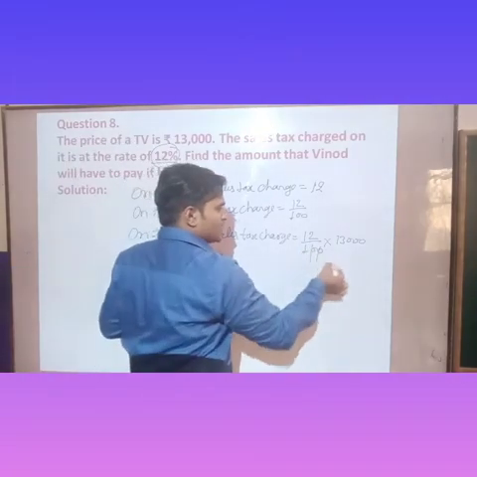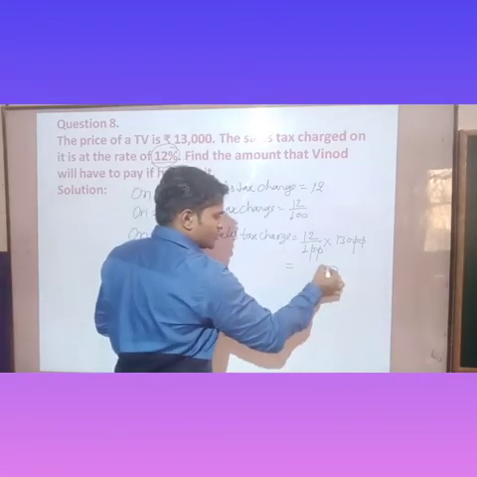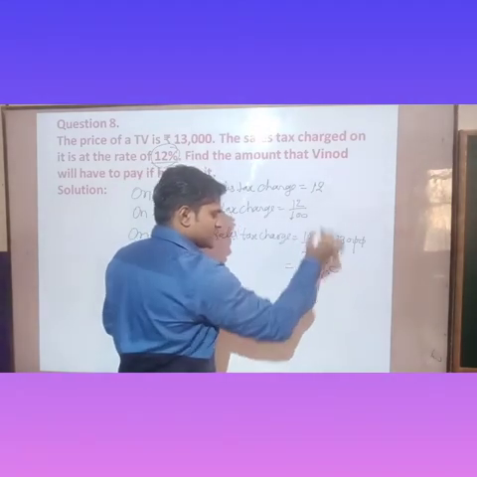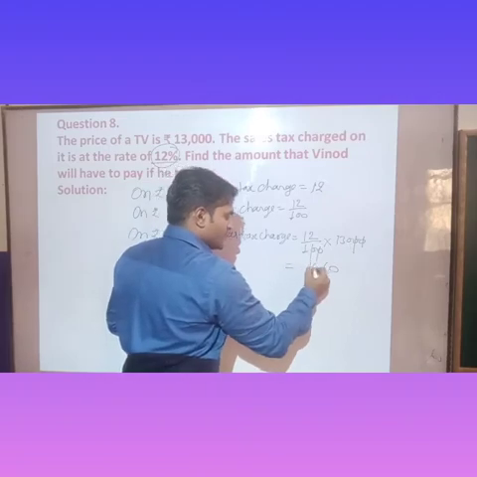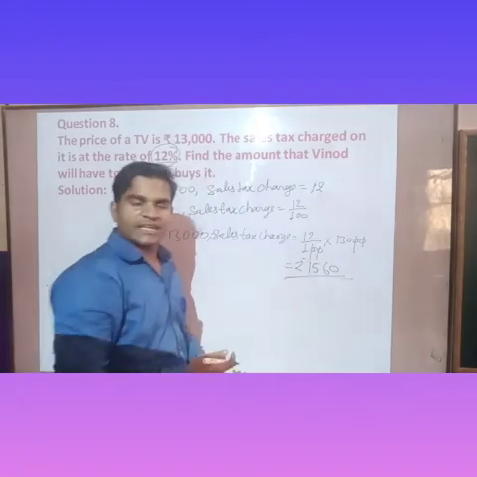So the zeros cancel. Now we will multiply it. 12 times 3 is 36, 12 times 1 is 12, plus 3 makes 15. So 1,560 rupees is the sales tax charge.